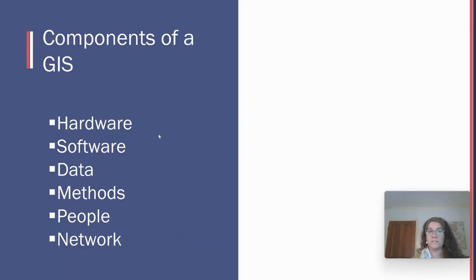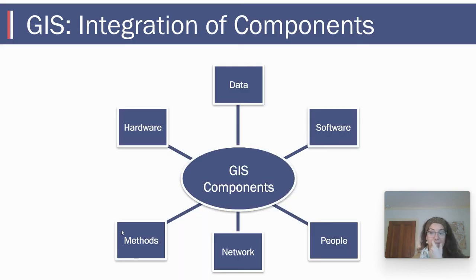What are the components of a GIS? So hardware, you're talking about your computer, the software, which we're downloading, data, which we're going to be uploading from projects, methods that we will be learning, people, you and I learning how to do this, and then a network to be able to share and come together and collaborate on maps and projects and working really as teams.